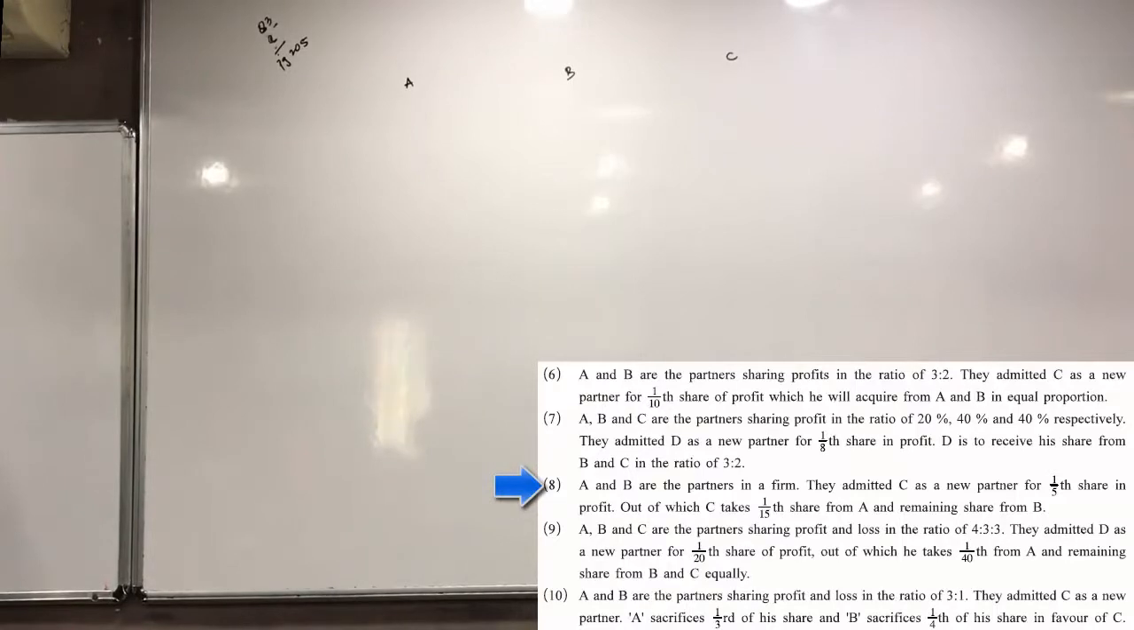A and B are partners of the firm. They admitted C as a new partner for 1/5 share in profit, out of which C takes 1/15 share from A and remaining share from B. That's the only information available to us. Okay, now let's first write down what's the ratio of A and B. What can we assume over here?